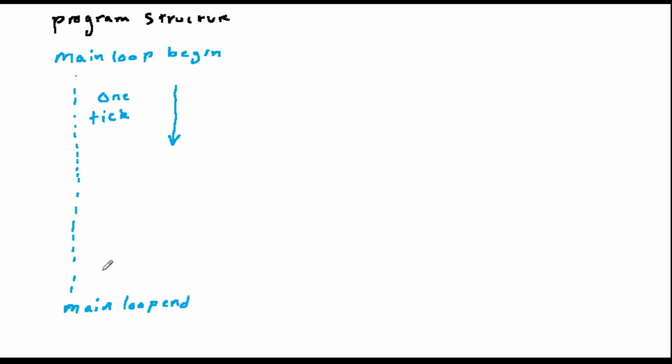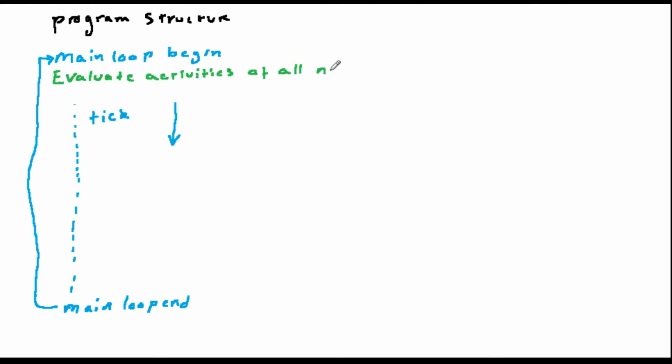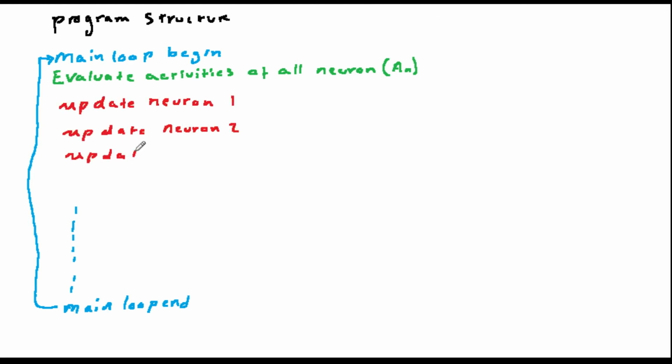So each time the program goes through the main loop, time advances one division, or tick if you like, on the output graph. At the beginning of this main loop, we evaluate the activity of all the neurons in the network using something like the leaky integrator technique, which we discussed in the last video. Having done this, we now run through each neuron in turn in the network once and update its state.